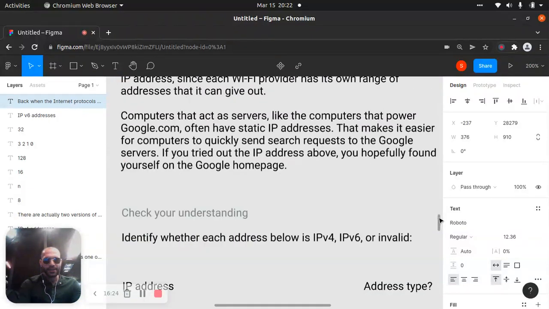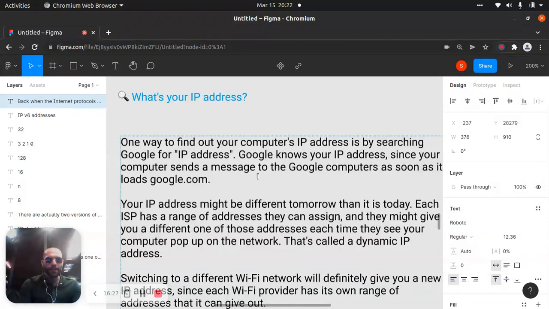What's your IP address? Let's talk a little bit about that. One way to find out your computer's IP address is by searching Google for IP address. Google knows your IP address since your computer sends a message to the Google computers as soon as it loads google.com. Your IP address might be different tomorrow than today. Each ISP has a range of addresses they can assign, and they might give you a different one of those addresses each time they see your computer pop up on the network. That's called a dynamic IP address.